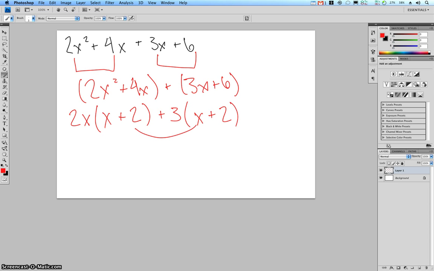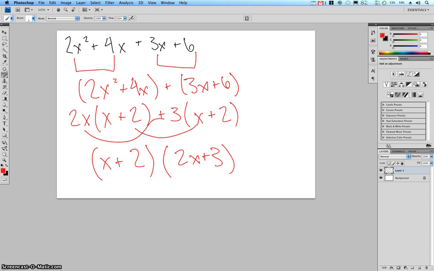These two terms can be combined because they're the same and they're equal, so they can be considered one term. And these two can be added together to make the second term. So you're left with x plus 2 times 2x plus 3.